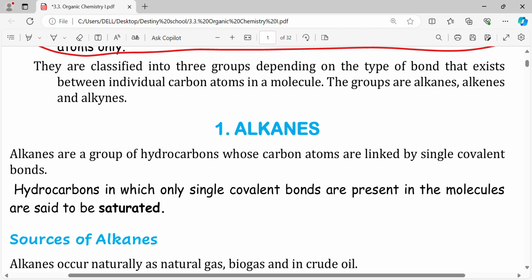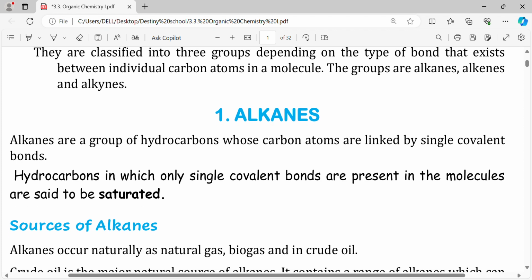In Form 4, we focus on something called alkanols and alkanoic acids. But in Form 3, we are going to focus on hydrocarbons. You only see carbon and you see hydrogen.